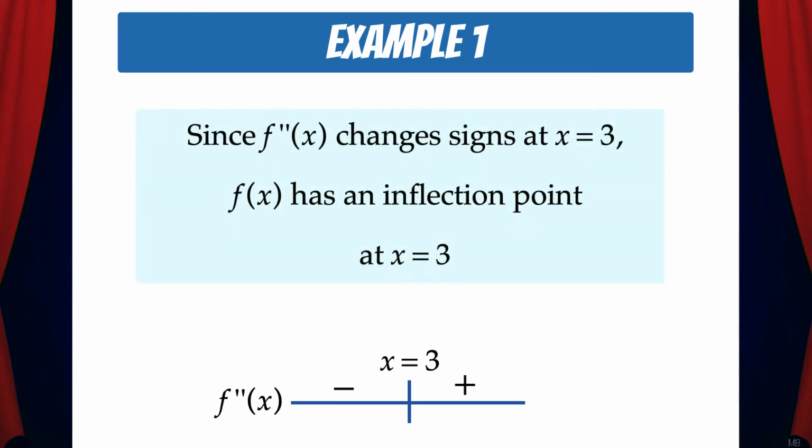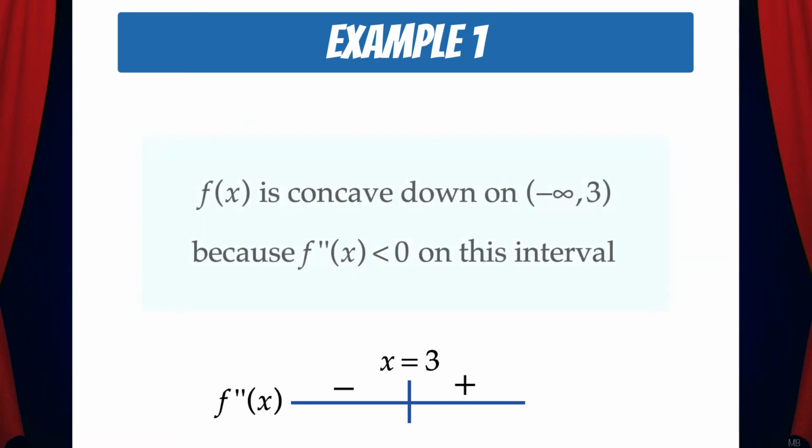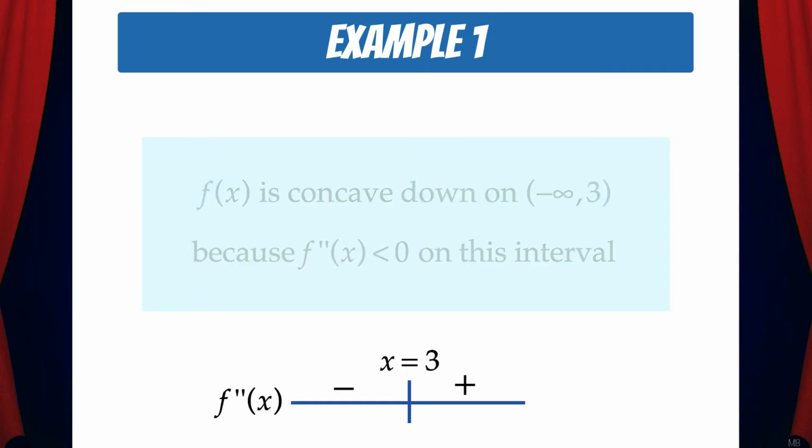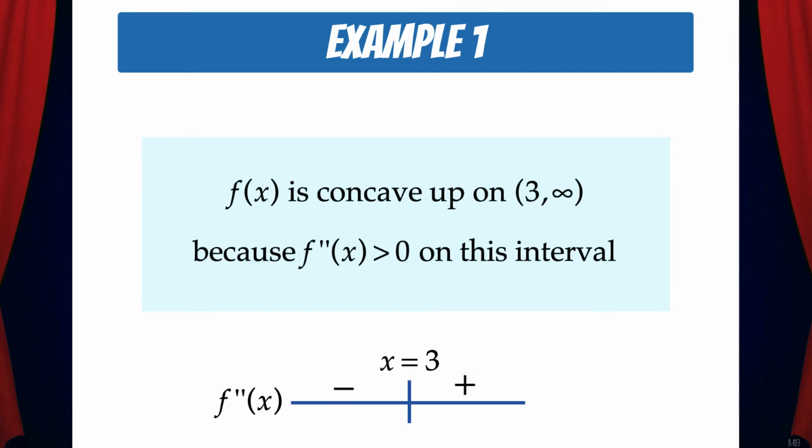Since f double prime of x changes signs at x equals 3, that means that f of x has an inflection point at x equals 3. We can also say that f of x is concave down on the interval negative infinity to 3, because f double prime of x is negative on this interval. And finally, we can also conclude that f of x is concave up on the interval 3 to infinity because f double prime of x is positive on that interval.